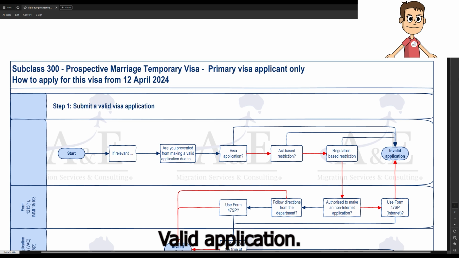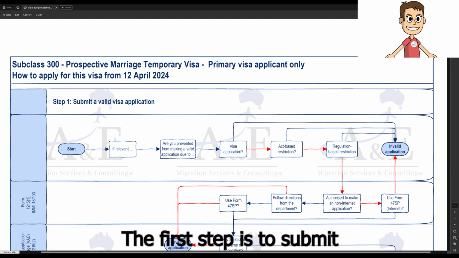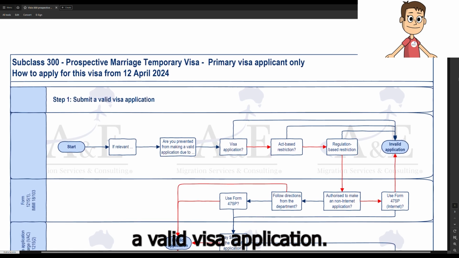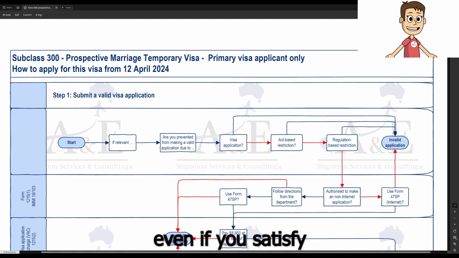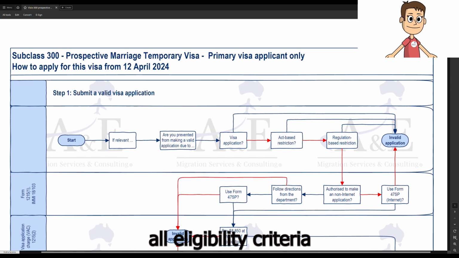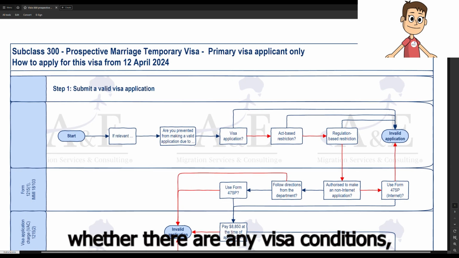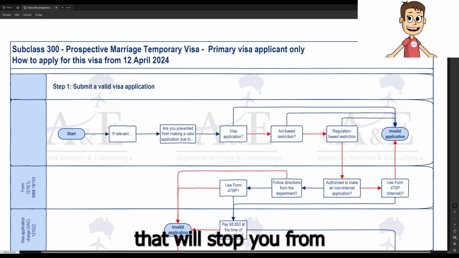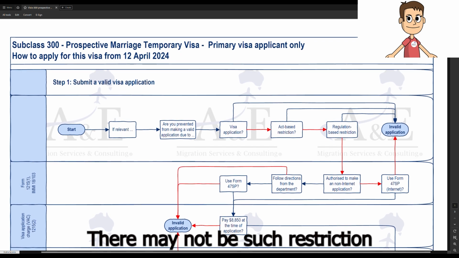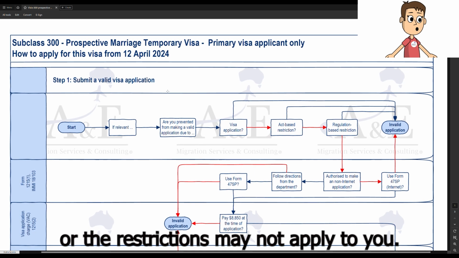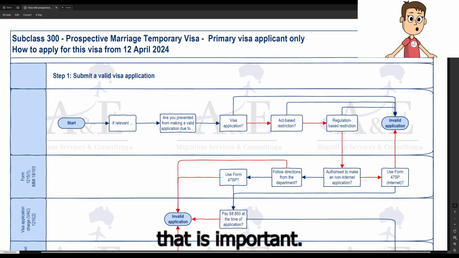Valid application. There are two steps in applying for this visa. The first step is to submit a valid visa application. If your application is not valid, your application will not be considered even if you satisfy all eligibility criteria. For any visa applications, always check whether there are any visa conditions, act-based or regulation-based restrictions that will stop you from applying for the visa. There may not be such restriction, or the restrictions may not apply to you. However, it is the awareness of any restrictions and waiver that is important.